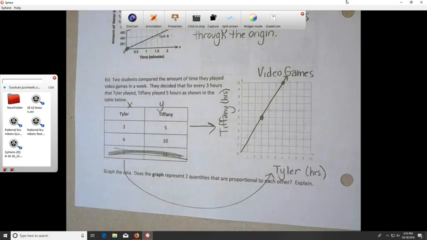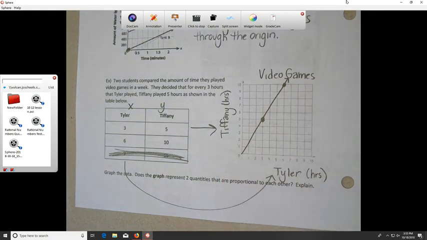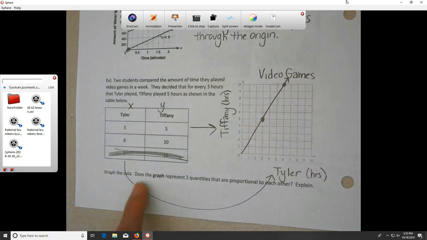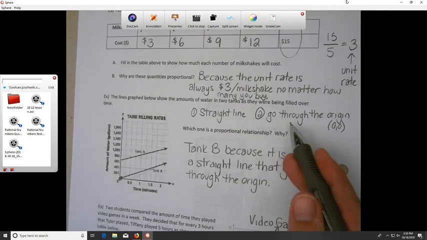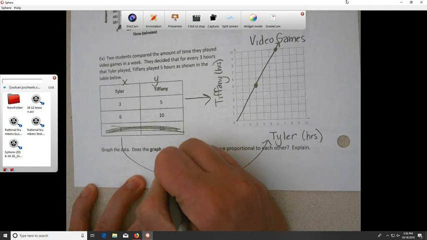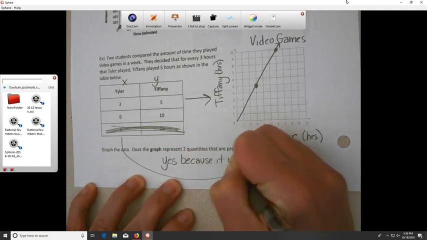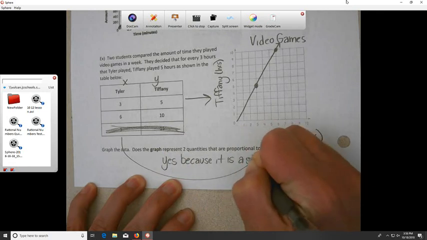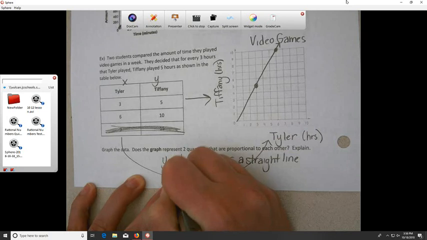All right, and I can see that I end up with a straight line that's going through the origin. It's going through 0. So it says, does the graph represent two quantities that are proportional to each other? Explain. So just like up here, okay, we're looking for a straight line through the origin. So I'm going to say yes, because it is a straight line that goes through the origin.